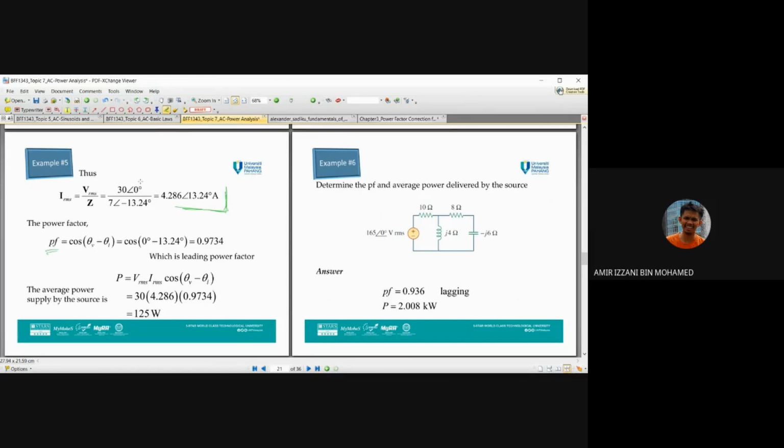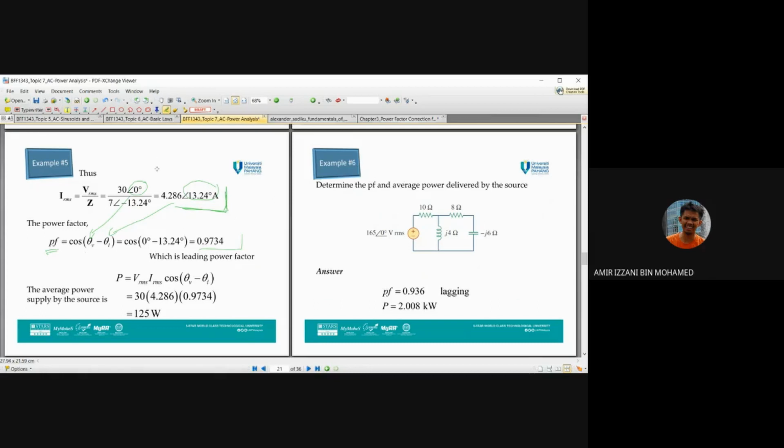Okay, the angle of voltage here, the angle of current, this one. So theta V, theta voltage, minus theta for current. So we get 0.9734 power factor. So how can we know if it's leading or lagging?